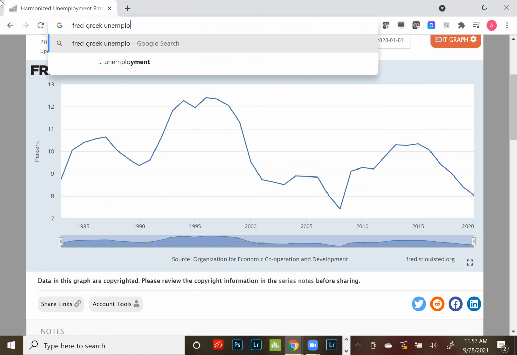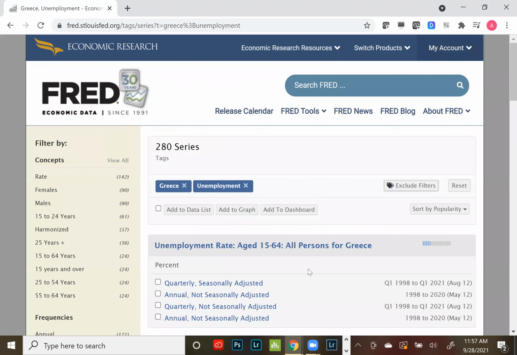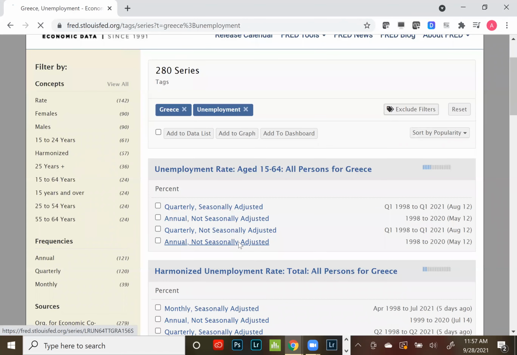Let's see what we can come up with here, because it's like, what? The rigidity is beyond belief in their labor markets. No wonder they have so much unemployment. But that's the way they do it. Let's see what their unemployment rates look like.